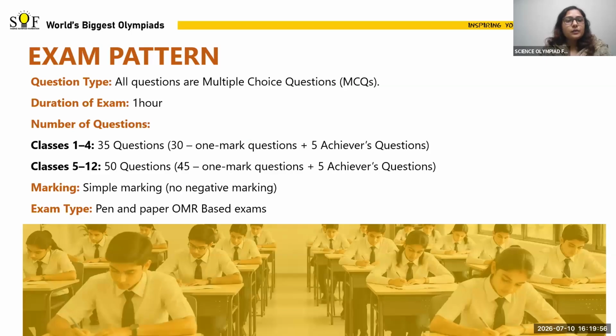Next, we will see what the exam pattern is. All SOF Olympiads are conducted in multiple choice question, that is MCQ, format. Students of classes 1 to 4 have to answer 35 questions, while students of classes 5 to 12 have to answer 50 questions. There is no negative marking, so we can encourage our students to attempt every question confidently. And the examination is conducted in pen and paper mode using OMR sheets.